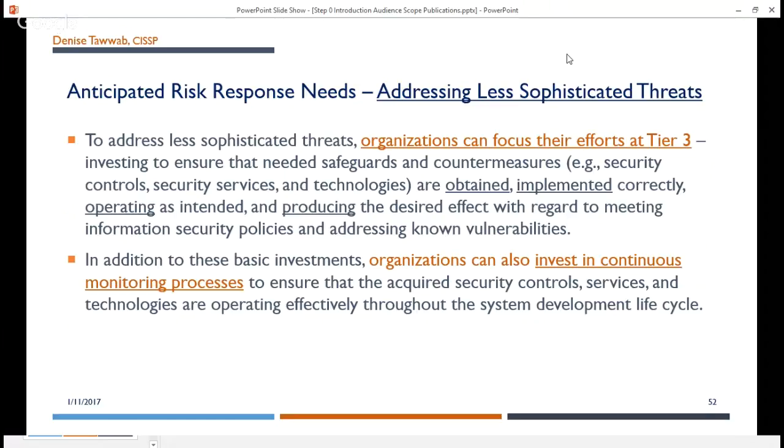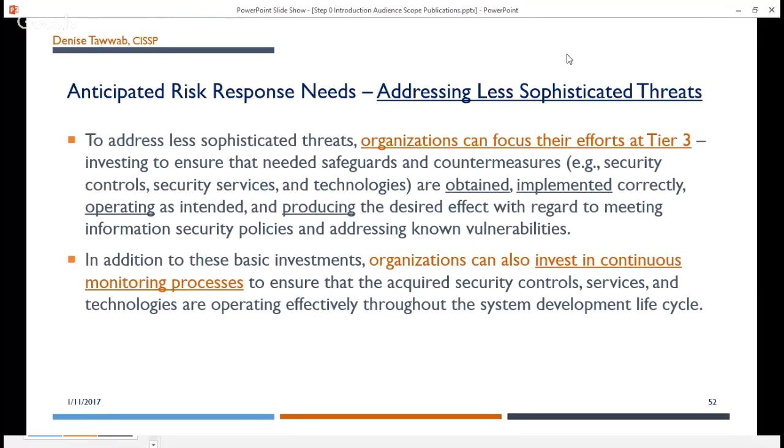Okay, addressing less sophisticated threats. To address less sophisticated threats, organizations can focus their efforts at tier 3, investing to ensure that needed safeguards and countermeasures are obtained, implemented correctly, operating as intended, and producing the desired effect. So when I'm dealing with the everyday threats, I'm basically at the system level protecting the system. I've got my network security controls. I'm at the system level making sure that that system is locked down.